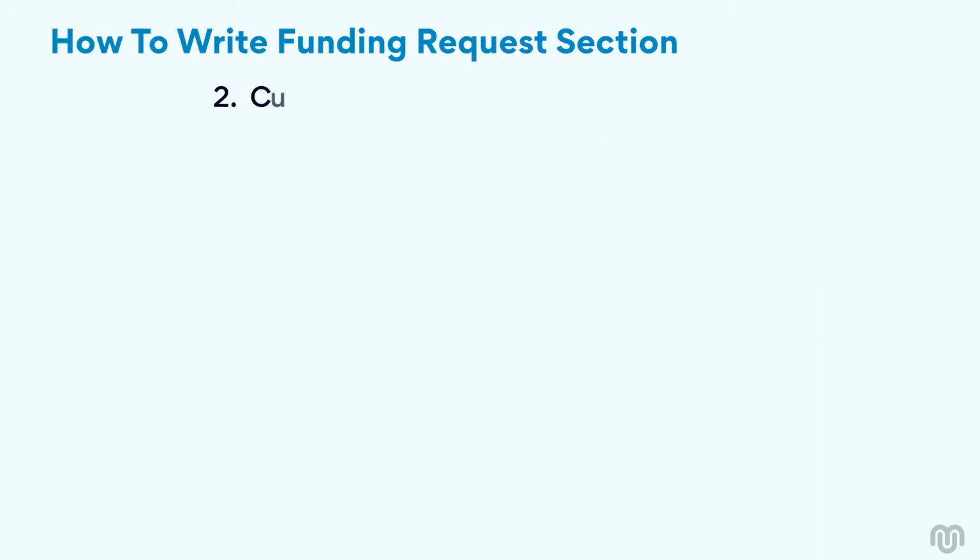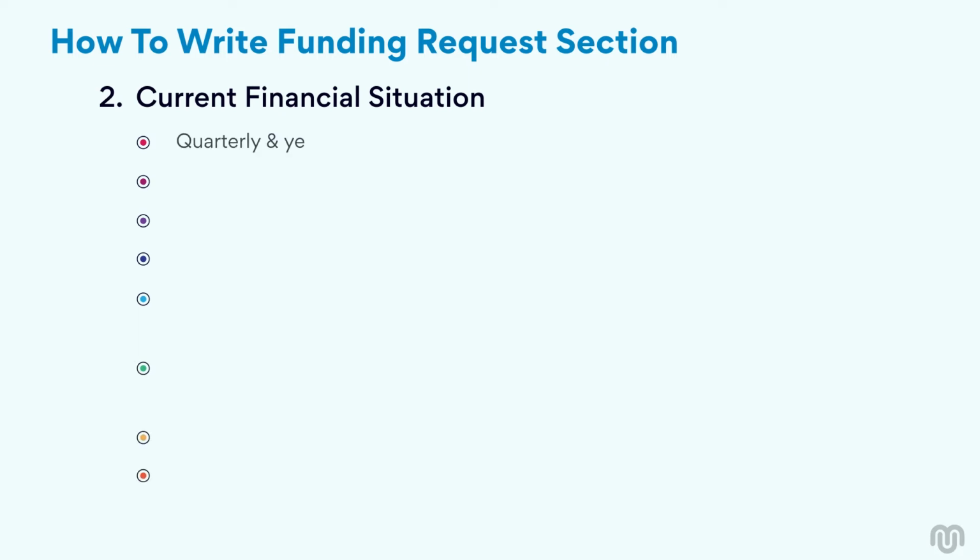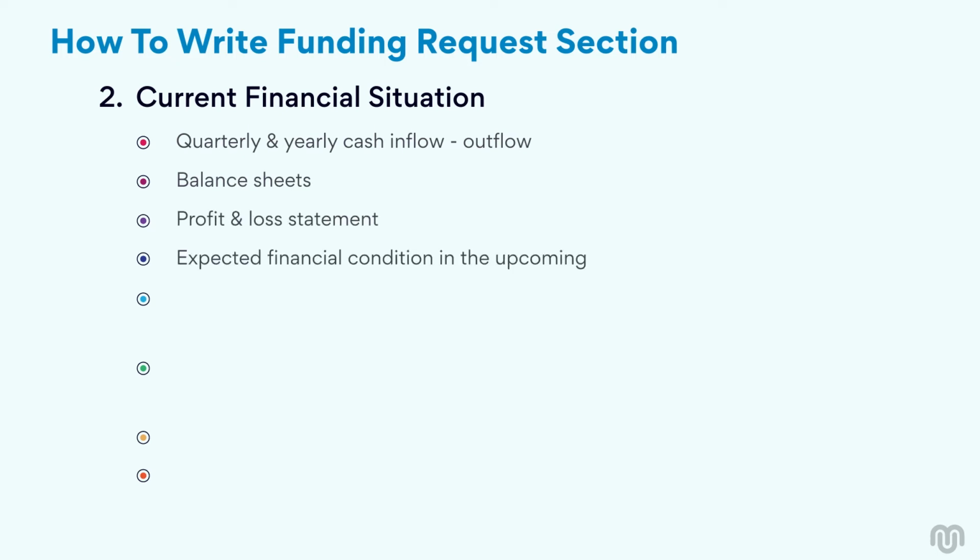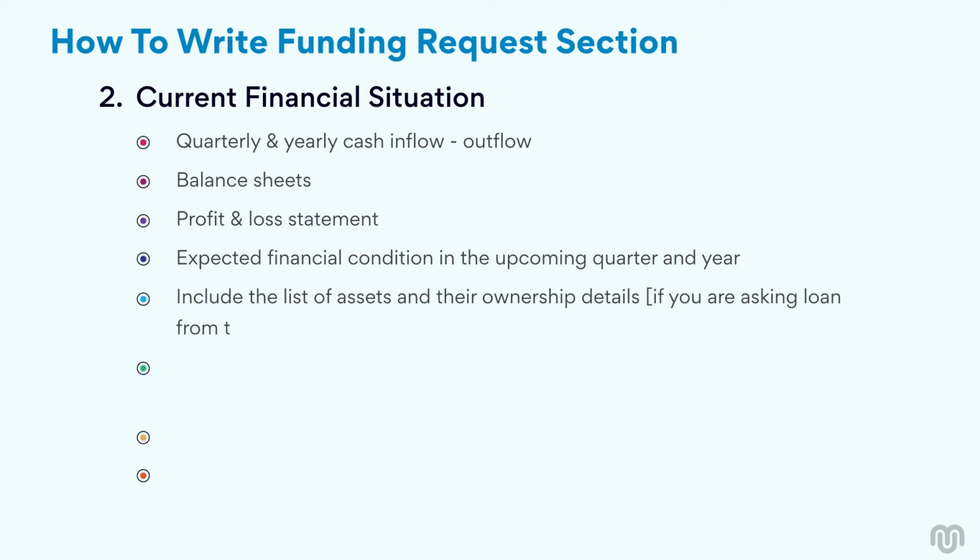Number 2. Current financial situation. In this section, mention some financial details that you will have to include: quarterly and yearly cash inflow-outflow, balance sheets, profit and loss statement, expected financial condition in the upcoming quarter and year. Include the list of assets and their ownership details if you are asking for a loan from the bank.